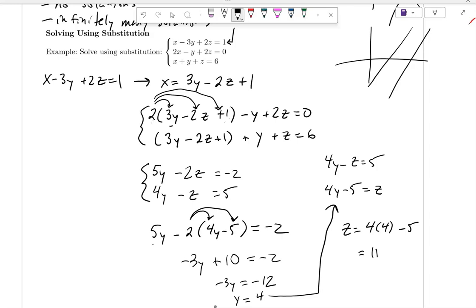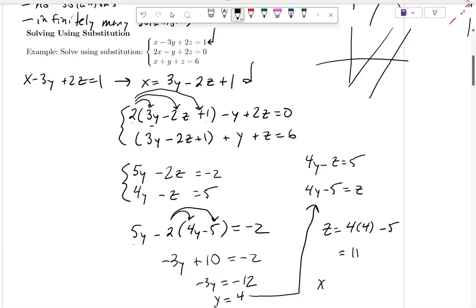How are we going to figure out what the x is? Where can we plug? What can we do to figure out x? Yeah, use our z and y and plug it in here, right? Plug it into that where we solved for x originally. So we do that, we'll have x equals 3 times 4 minus 2 times 11 plus 1. 12 minus 22 is negative 10 plus 1 is negative 9.